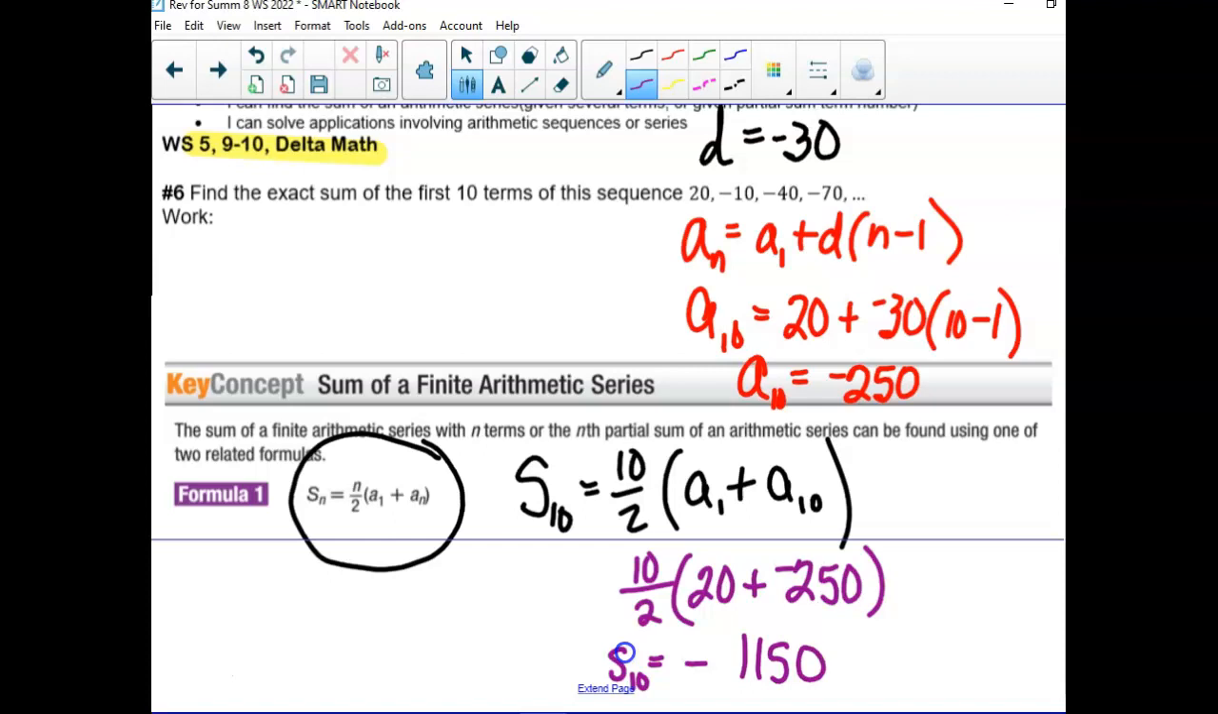If you listed out the 10 terms and added them up, and that was the most efficient way you could figure out to do it, you can still get the right answer, right? As long as you're careful.